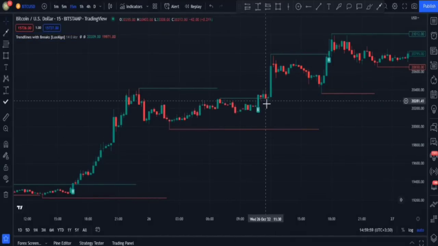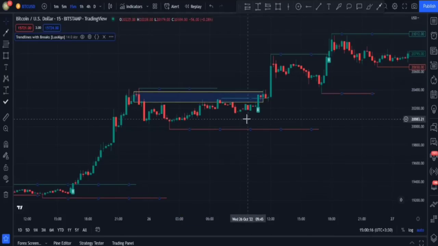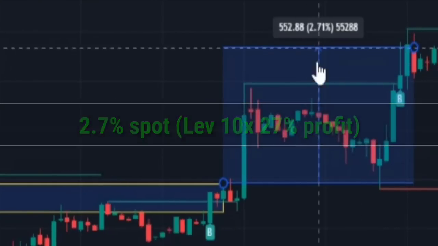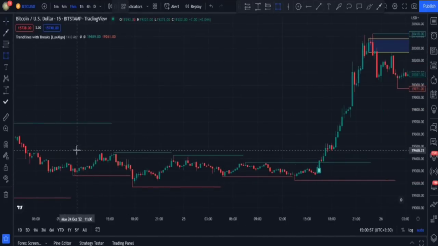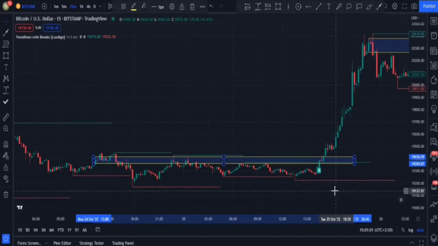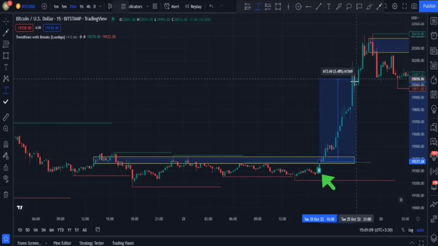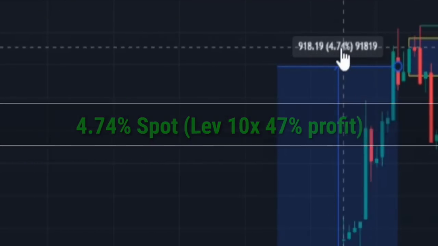Things went exactly as I explained earlier. There was a resisting ceiling here, and with its breakout we'd have gotten a signal. We could have gained 2.7% profit from this trade. Here is another example. There was another valid resisting ceiling here, which had a breakout in this area that resulted in a valid buy signal. We could have gained 4.7% profit from this trade alone.